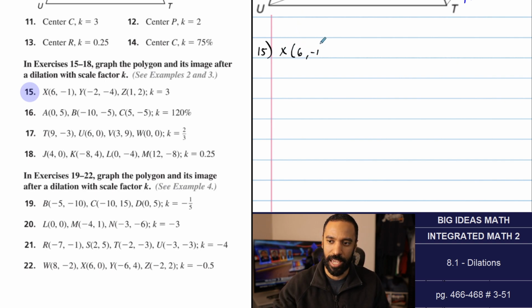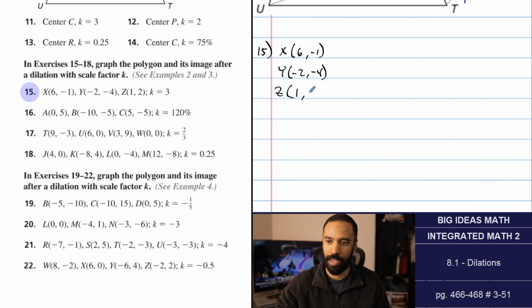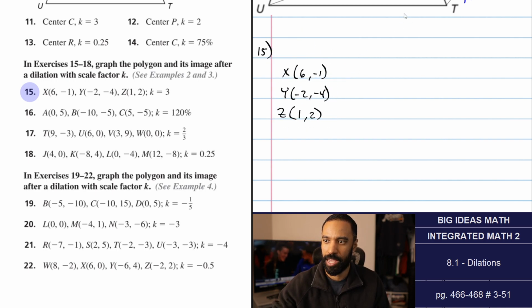X is at 6, -1. Y, because here's what I want to do. Y is at -2, -4. I'm going to come up with what the things are first, if that makes sense. K equals 3, by the way. Let me do this up top. K equals 3.